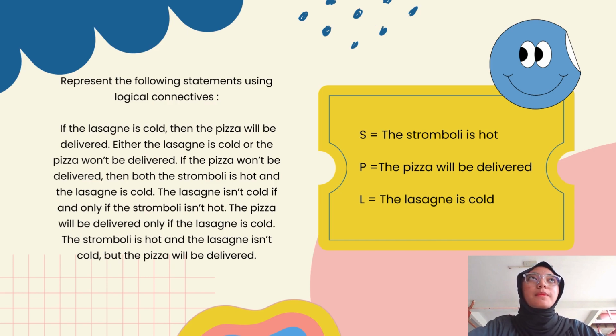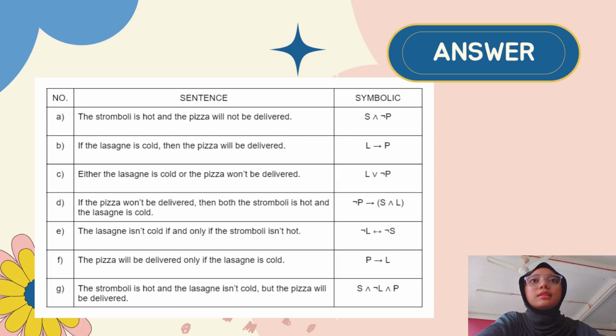Next, we need to label the sentences. For the sentence the stromboli is hot, we label it S. The pizza will be delivered, we label it P. And the last one, the lasagna is cold, we label it L. This is the answer for sentence A: the stromboli is hot and the pizza will not be delivered. The symbolic form is S conjunction not P.